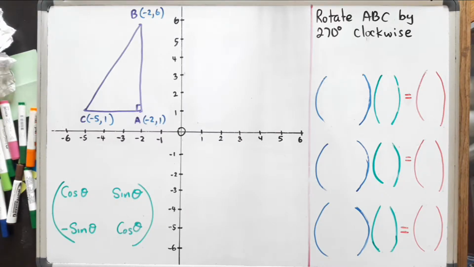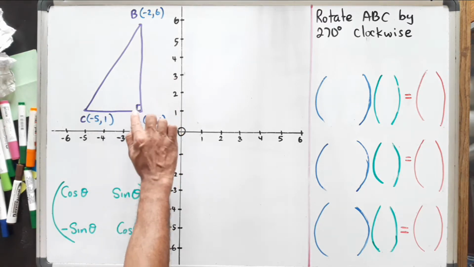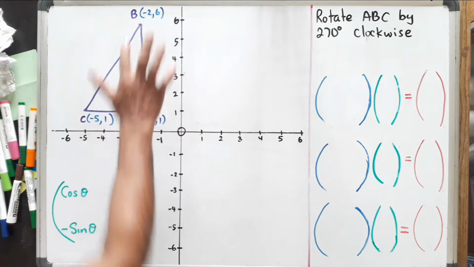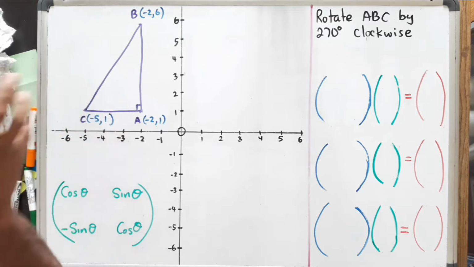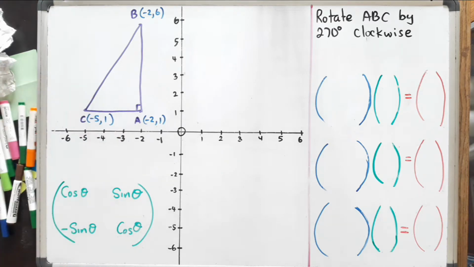Hi, and welcome to the next part of the video. Today, I'm going to show you how to do rotations, the matrices method. All right, so here we have a question. They gave you a triangle A, B, C, and I put down all the coordinates next to the points. And here's what they want you to do. They want you to rotate this by 270 degrees.